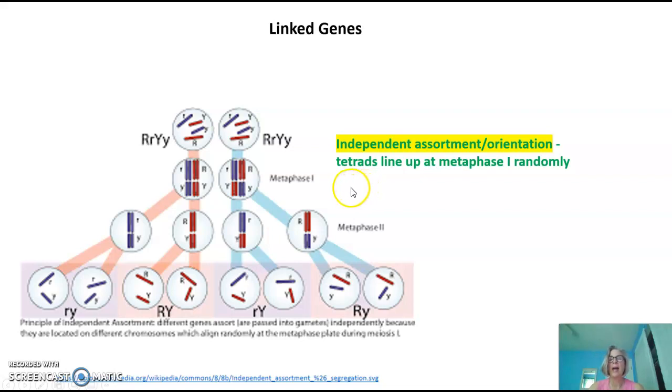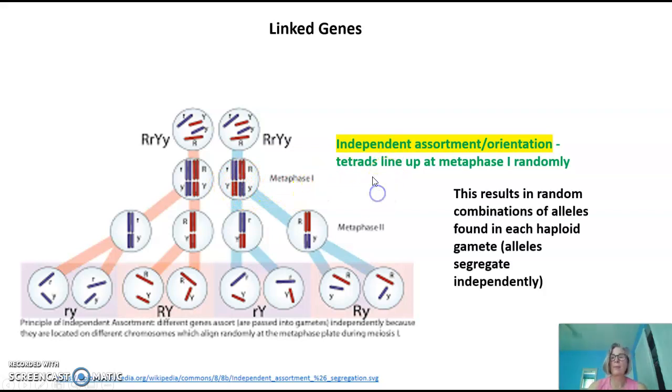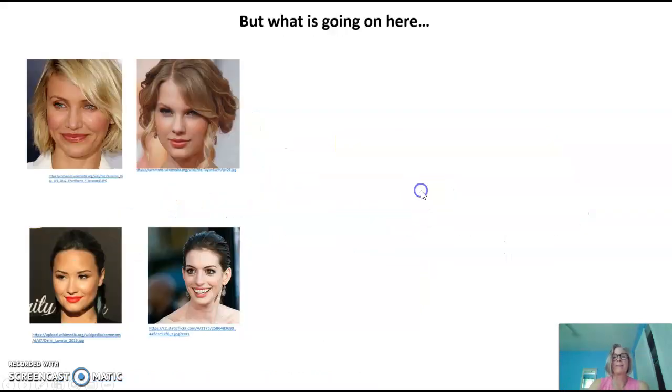Both are correct. That means that tetrads line up at metaphase 1 randomly. They can flip-flop from one side to the other, and it doesn't mean that the dominant alleles are always on one side. It's random as to which side the tetrads line up. This results in random combinations of alleles found in each haploid gamete because the alleles segregate independently. The alleles that are on separate chromosomes can line up differently and they can segregate into different gametes.